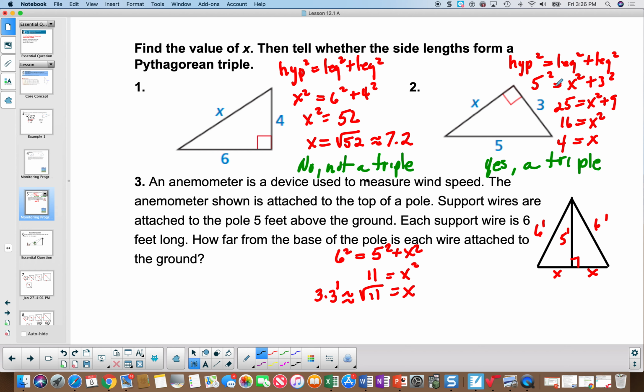We're going to try this one. We're going to put all the numbers in. This time we know the hypotenuse, and we're trying to find the missing leg, and we get 4. So these lengths will be 3, 4, and 5, and yes, this is a triple.